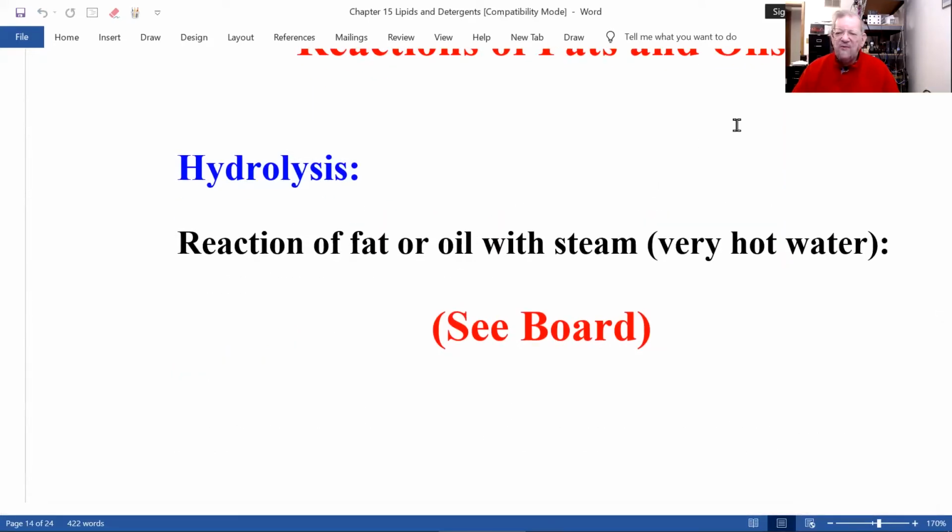Now, the company I work for, instead of using acid or base to do a hydrolysis of fats or oils, we use steam, very hot water. Now, in the reactions I just showed you, we use either acid or base to catalyze a reaction.